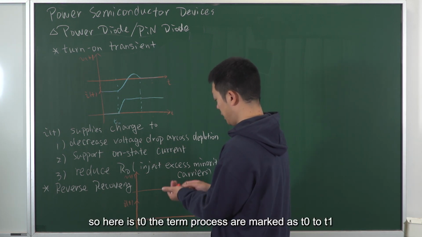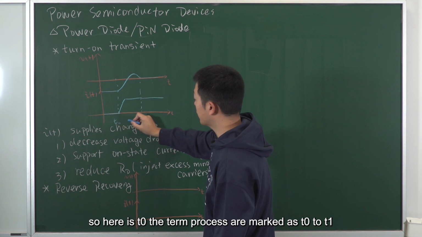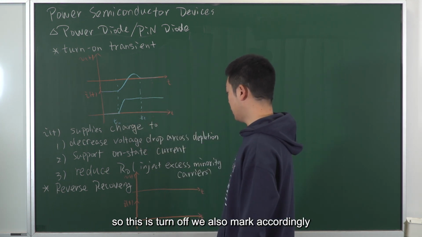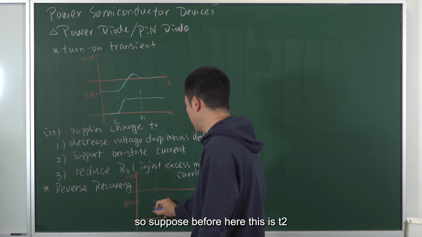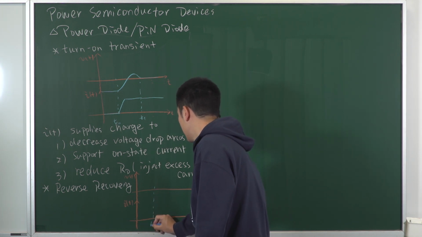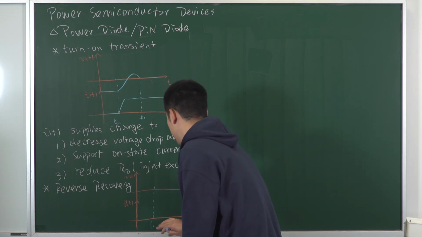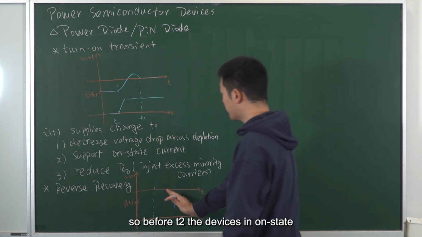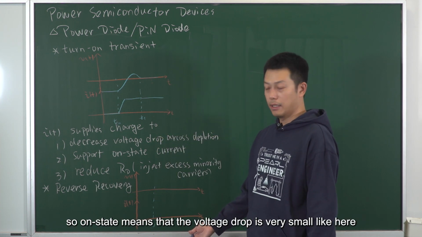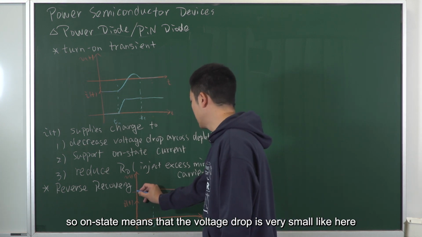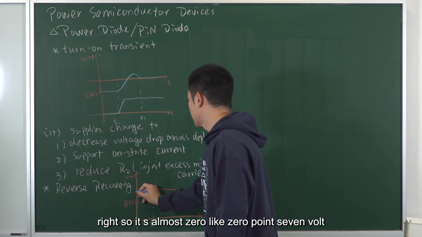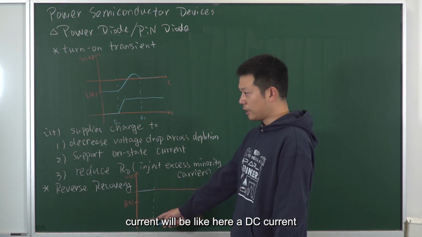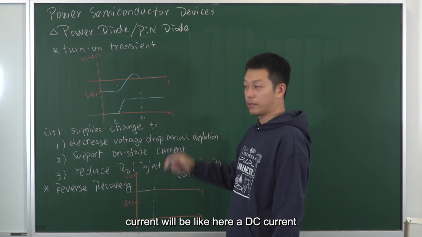So here is T0. The turn-on process is marked as T0 to T1. So this is the turn-on. Turn-off we also mark accordingly. Suppose here, before here, this is T2. So before T2, the device is in on state. On state means that the voltage drop is very small, like here, right? So it's almost zero, like 0.7 volt. Current will be like here, a DC current.